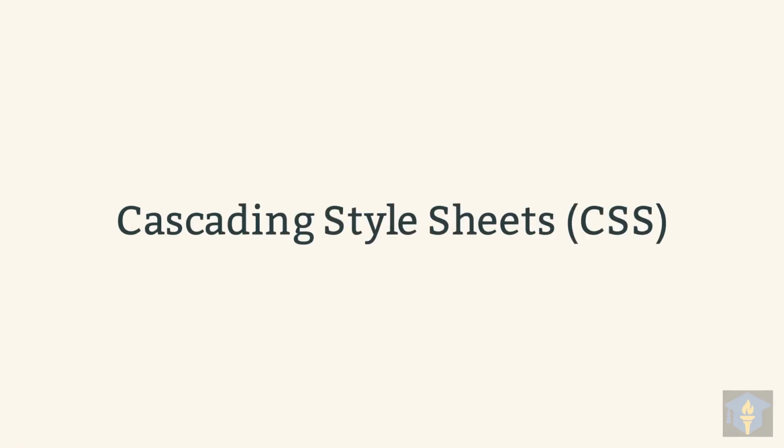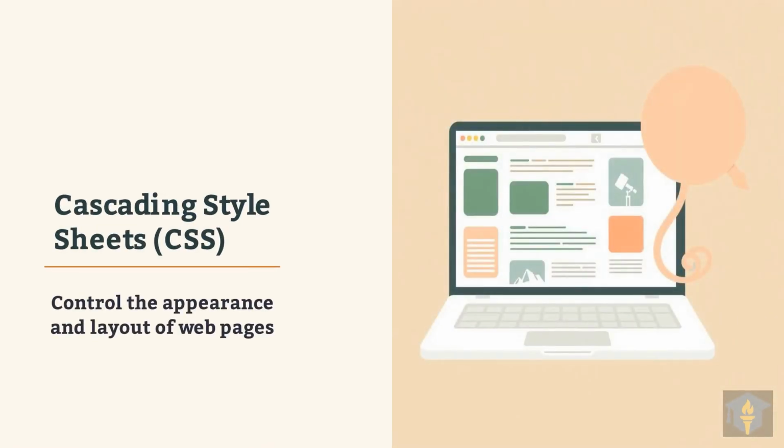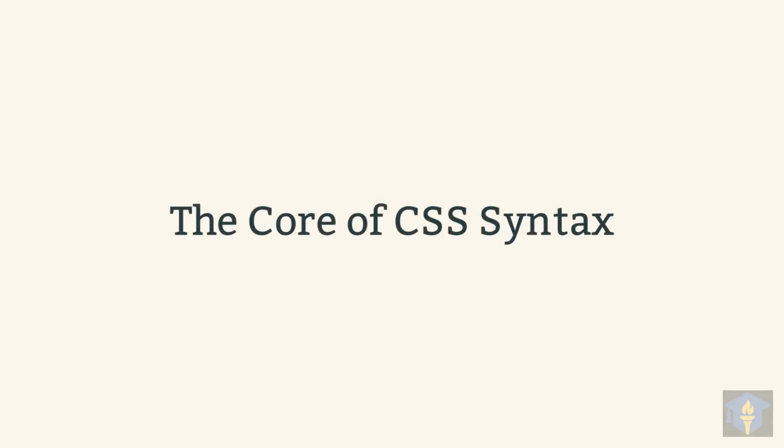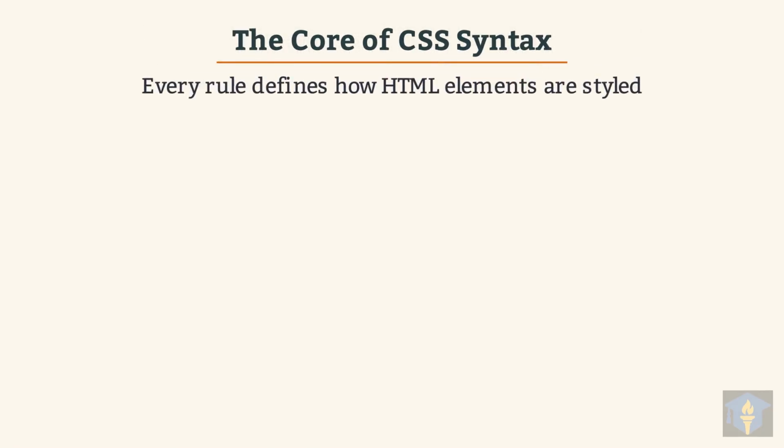Today, we're diving into cascading style sheets, or CSS, a fundamental technology for web design. CSS empowers us to control the appearance and layout of our web pages, making them visually appealing and organized. Now, let's explore the core syntax of CSS, which defines how we write our styling rules. Remember, every CSS rule we write precisely defines how specific HTML elements will be styled on the page.